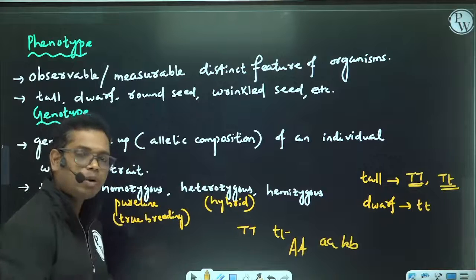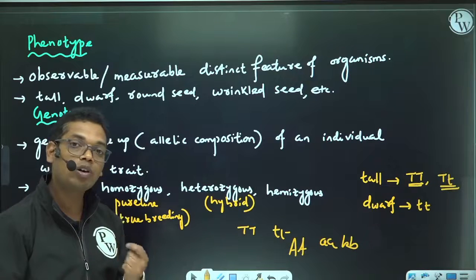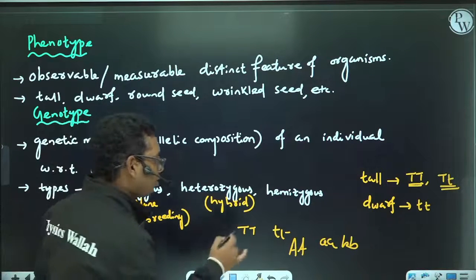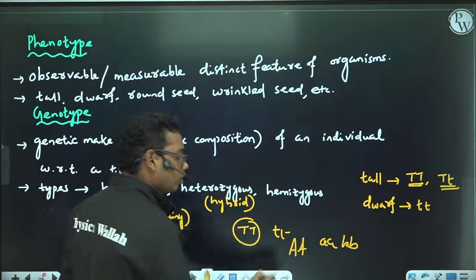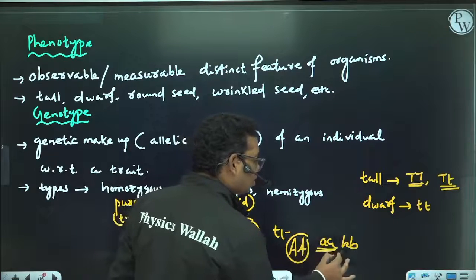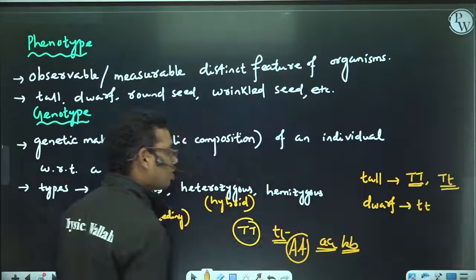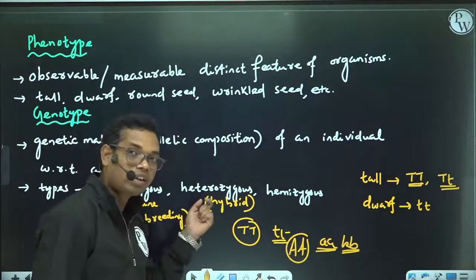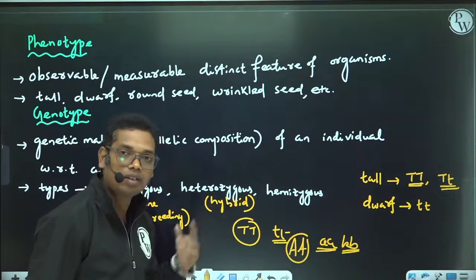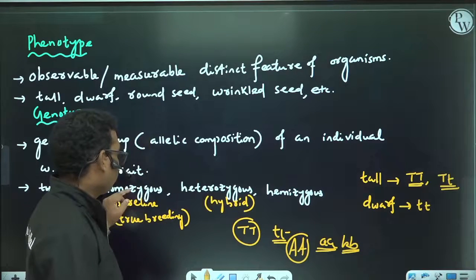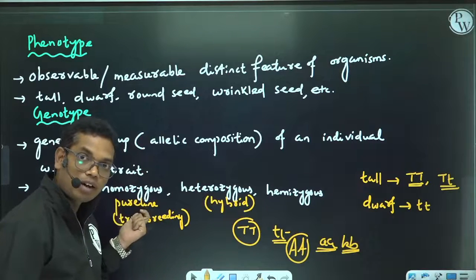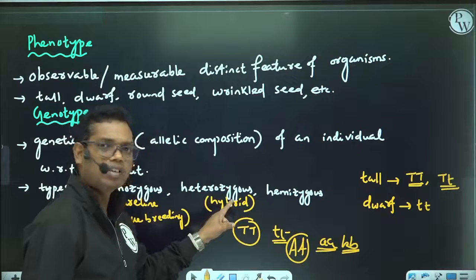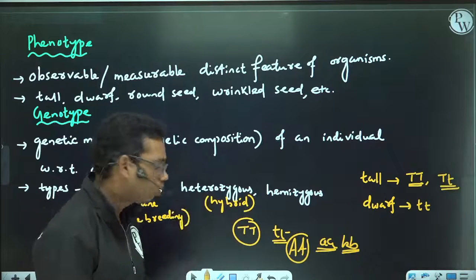The pure line can be of two types: dominant pure line or recessive pure line. So in this case, these are dominant pure lines, and these are recessive pure lines. And the heterozygous condition is called the hybrid condition. Homozygous is called pure line or true breeding, heterozygous is called hybrid condition.